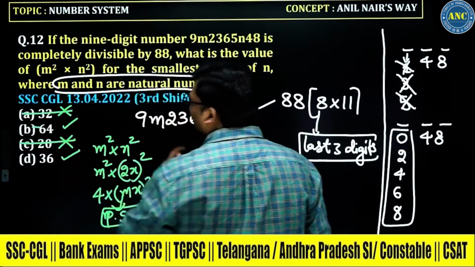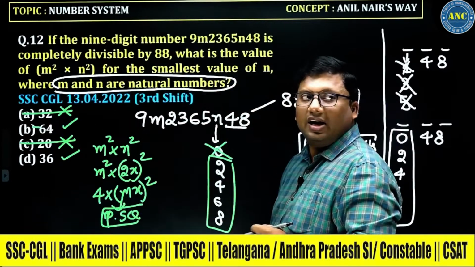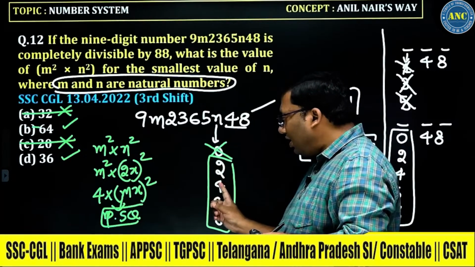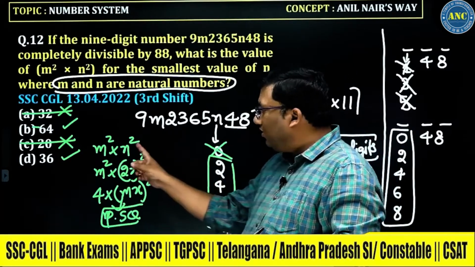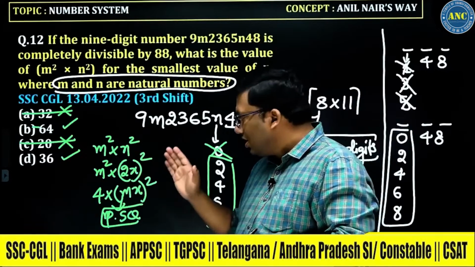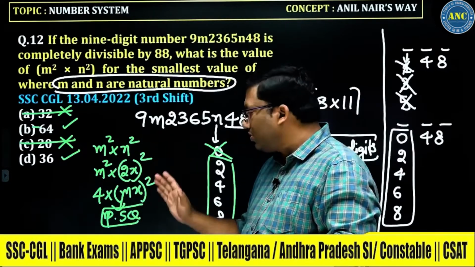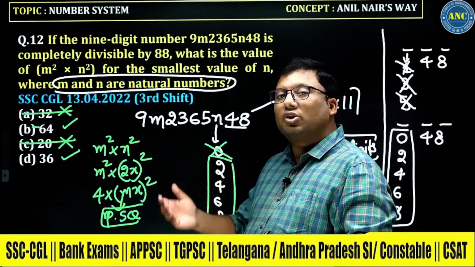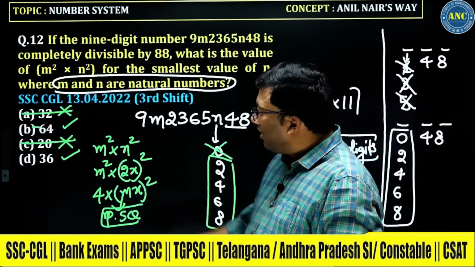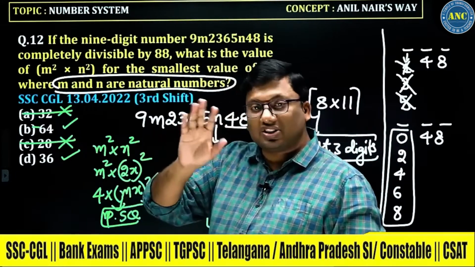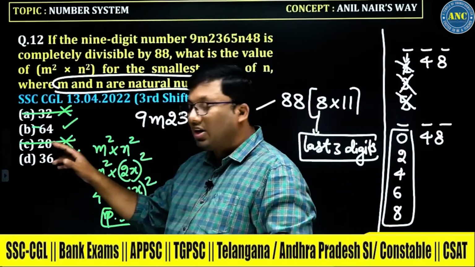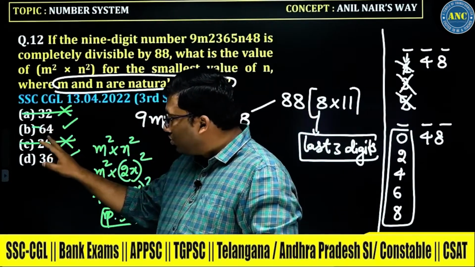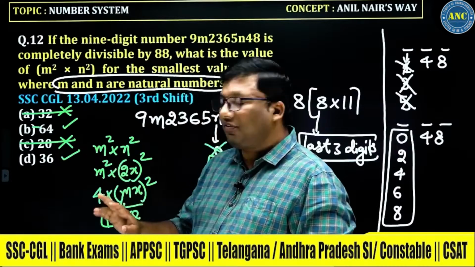Just by knowing the values of n, I eliminated two answer options. Why? Because n should be an even number, as I mentioned. Any even number is of the form 2x. M square into 2x whole square is 4 into mx square. The answer should be 4 into a perfect square. 4 into 8, 8 is not a perfect square. 4 into 5, 5 is not a perfect square. 4 into 16, 16 is a perfect square.